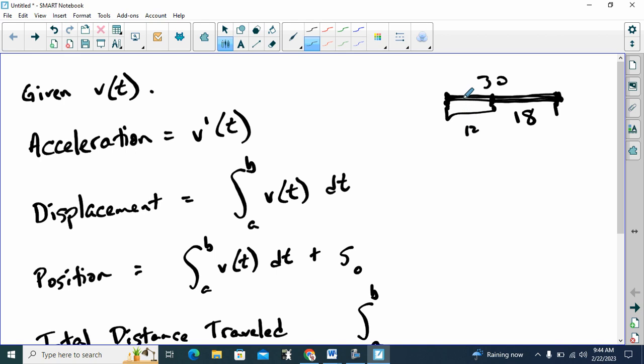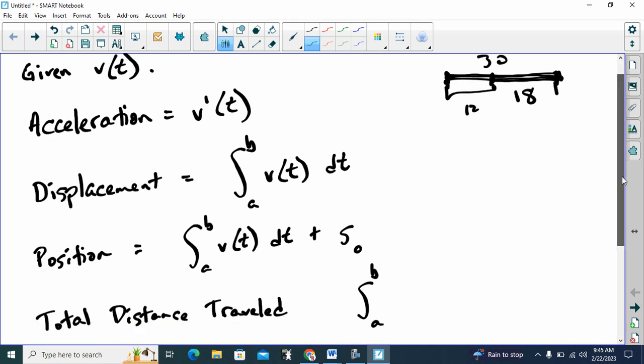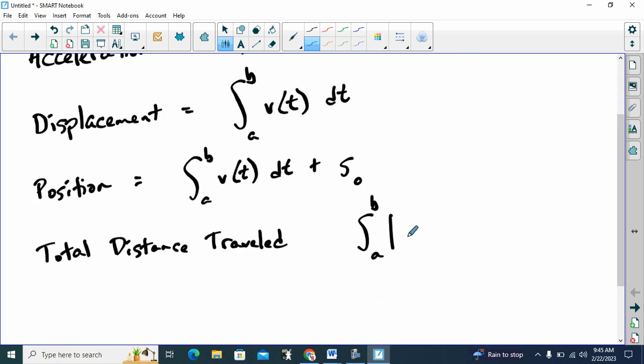So basically any way it moves, whether it moves in the positive direction or if it moves in the negative direction, I want to count that as a positive distance. And we can do that by taking the absolute value of velocity. Absolute value is going to take anything and make it positive. Total distance traveled is the integral from A to B of the absolute value of v of t dt.